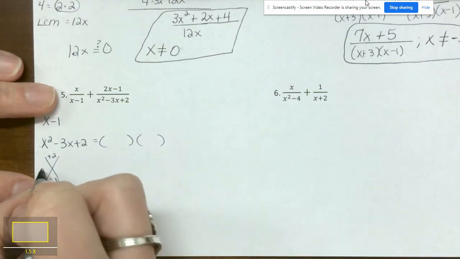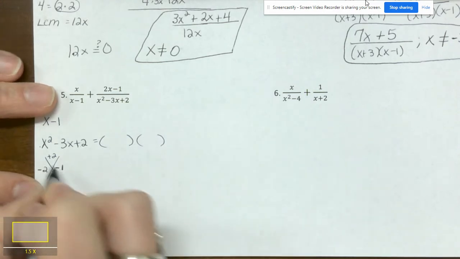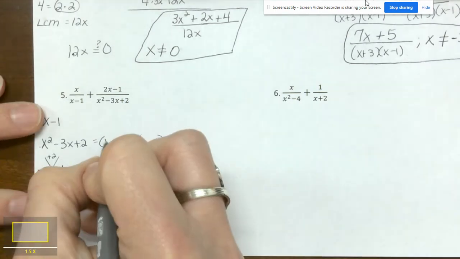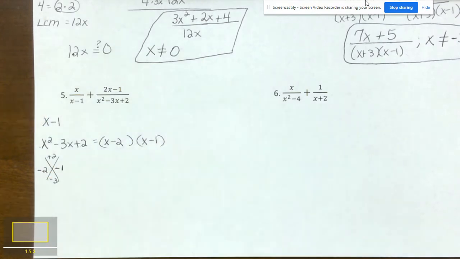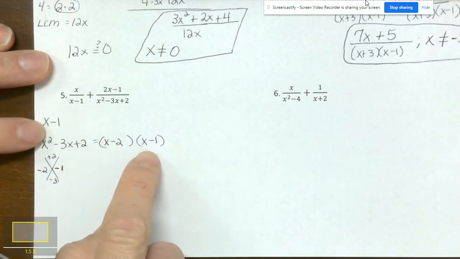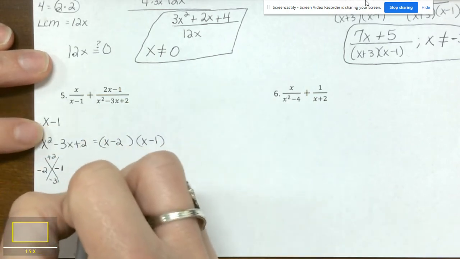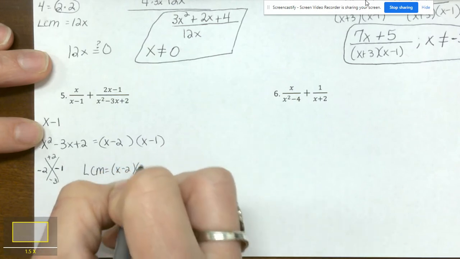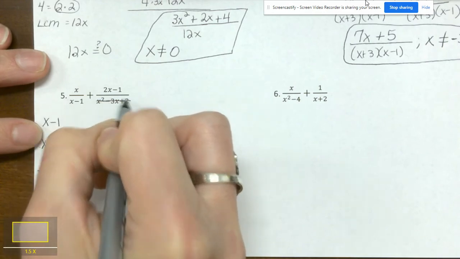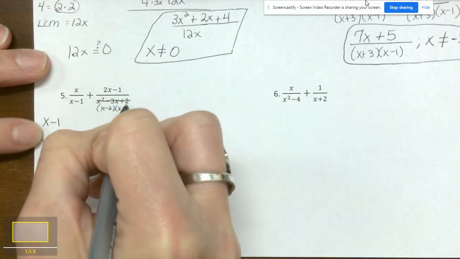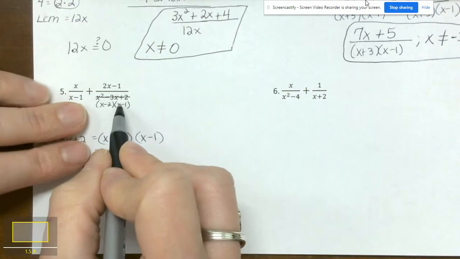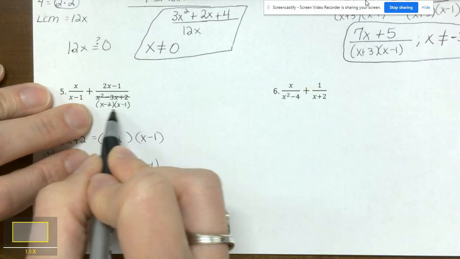Okay, so this is going to be a negative 2 times a negative 1 to give us a positive 2, and then negative 2 plus negative 1 would give us a negative 3. So it's going to be x minus 2 and x minus 1. Now, in both places, notice that we just have the x minus 1 listed one time. So our least common multiple is going to be x minus 2 times x minus 1. And if you want to, you can come right under here and put that x minus 2, x minus 1 is what that is, okay?